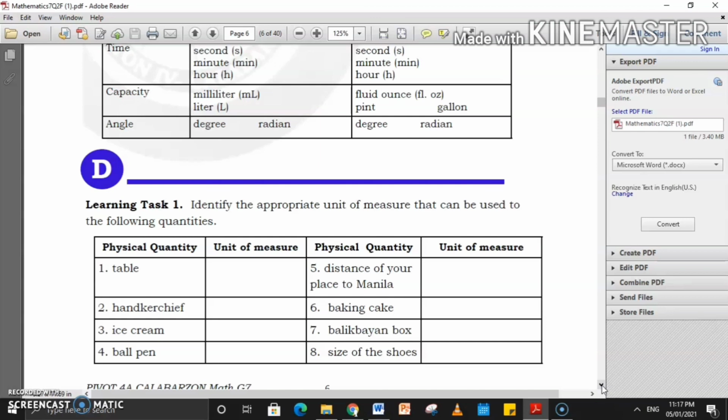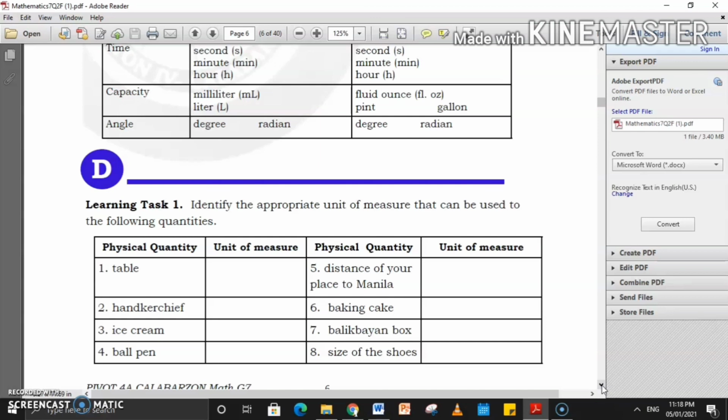Like for example, table. So, sa metric system, ano kaya ang ating gagamitin dyan when it comes to table? Okay, so pwede natin gamitin ay meter. Tama? Kasi we are going to measure gaano ba katangkad o gaano kahaba yung table. And then, kung English system naman ang gagamitin, pwede ang yards. Okay? Handkerchief, number 2. So, sa handkerchief, dahil small quantity lamang, pwedeng ang gamitin lang natin ay centimeter. Tama? Kung sa English system naman, pwedeng inches.